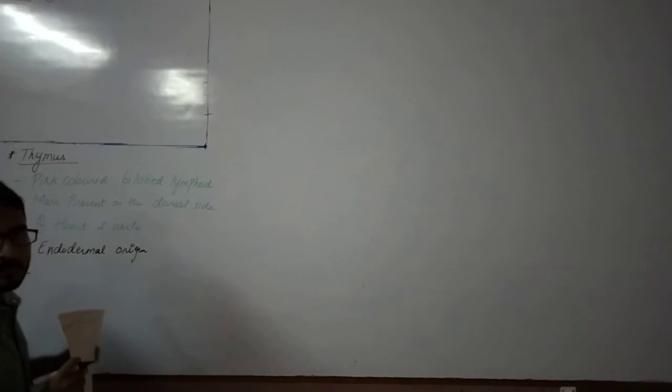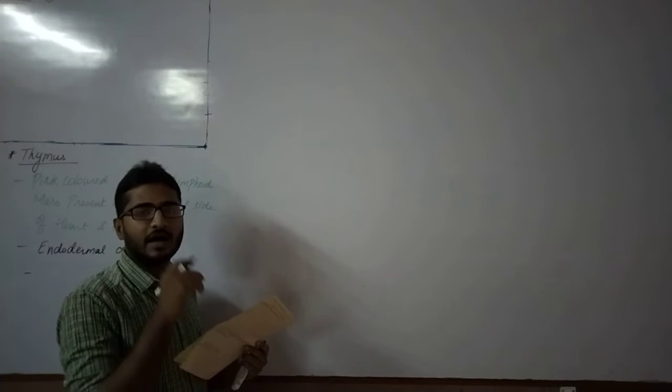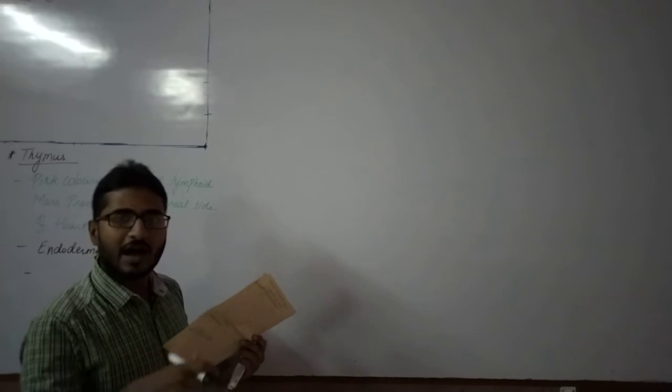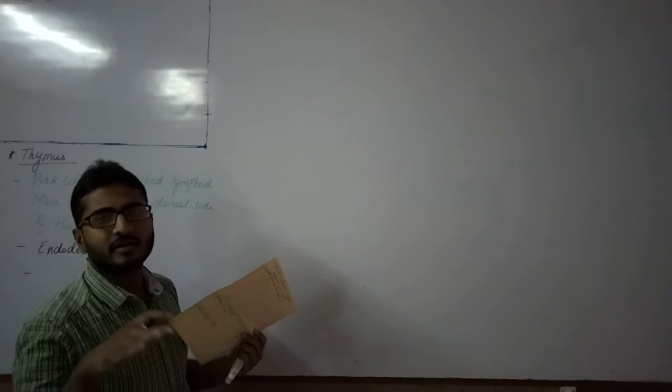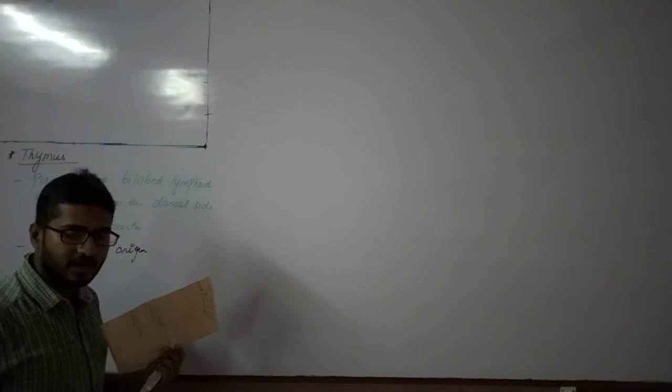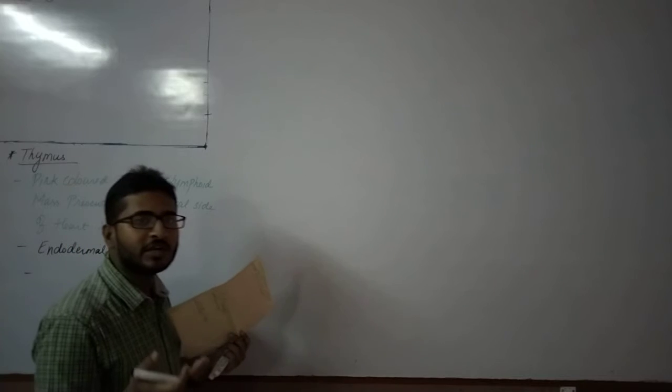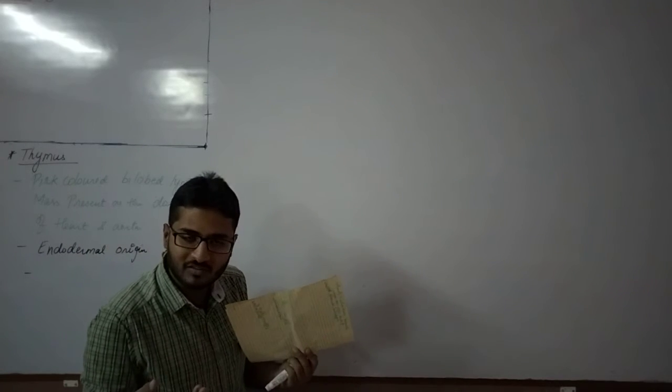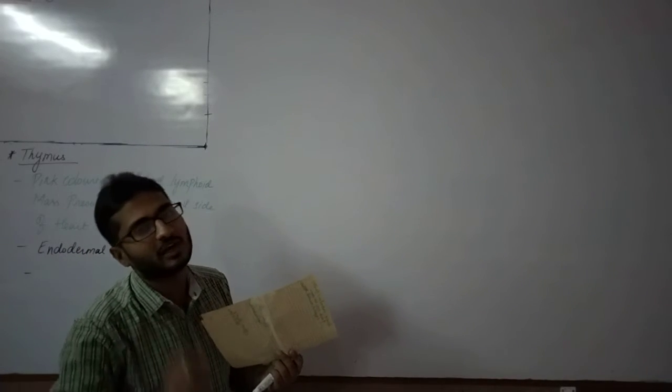Now this gland is maximally developed at the puberty age. After puberty, right, this gland degenerates. It undergoes a process which is called atrophy. It is basically shrinking of the gland. That means the size also decreases. The size decreases, and the activity of this gland also decreases, right?